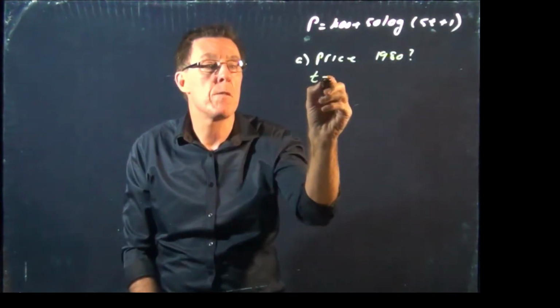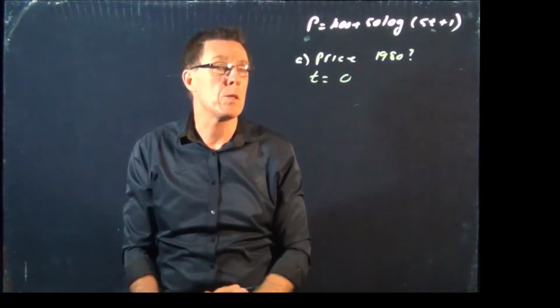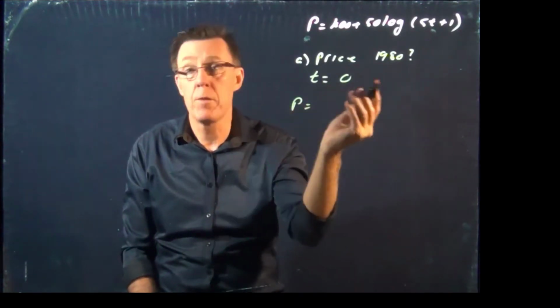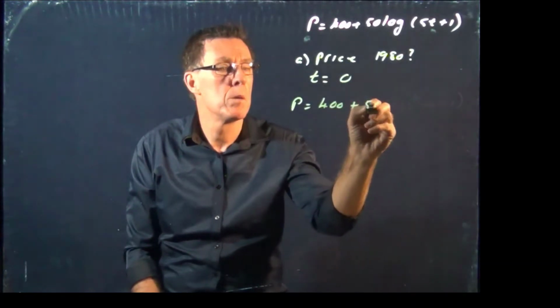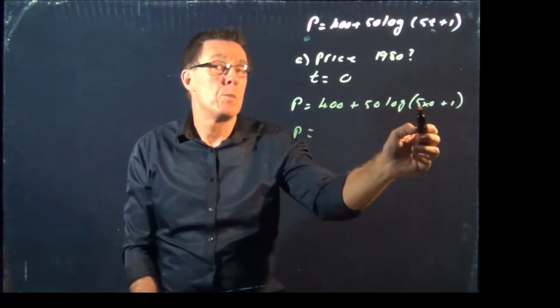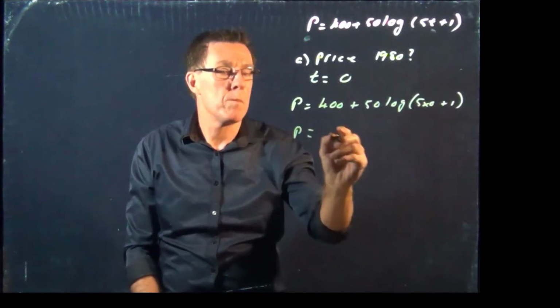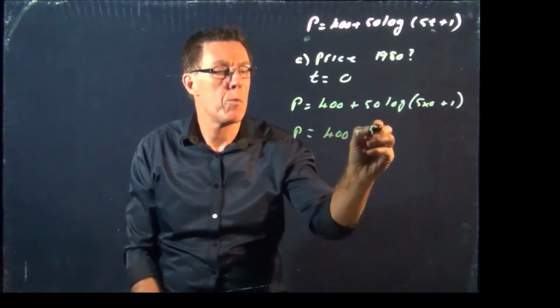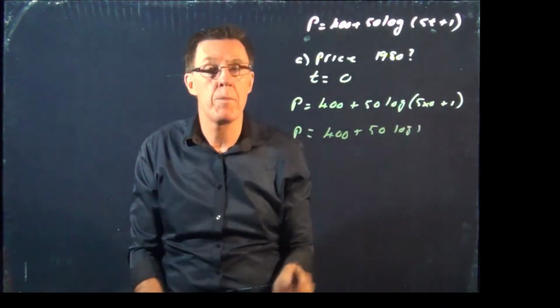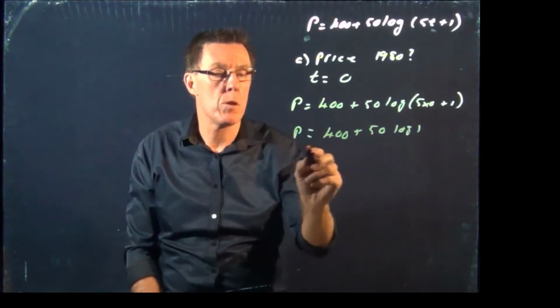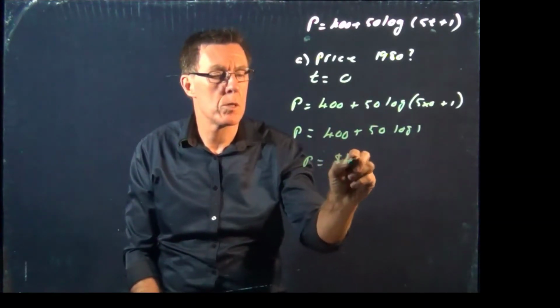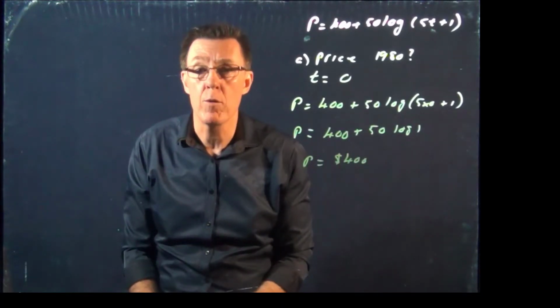Well, that means our T value has to be 0 because that's 0 years after 1980. So fill it in, see where it leads. 5 times 0 is 0, 0 plus 1 is 1, so 400 plus 50 log 1. We know that the log of 1 is equal to 0, 0 times 50 is 0, so the initial price in 1980 was $400.